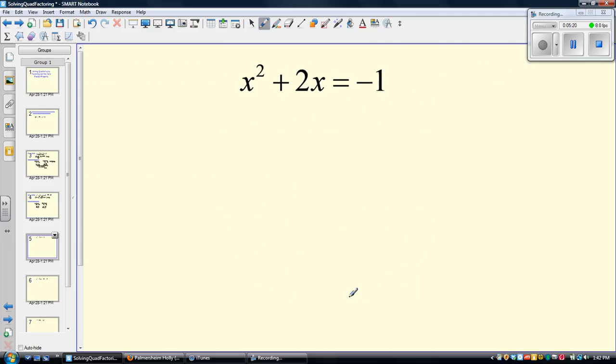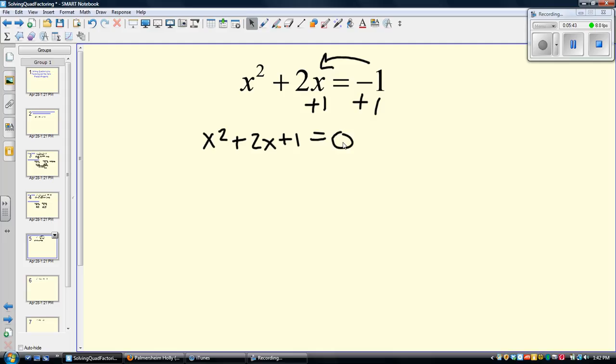So this one's a little bit different. On this one, the first thing that we have to do is get it equal to 0. We have to get that negative 1 over onto this side. So to do that, we add 1 to both sides, because if we do it to one side, we have to do it to the other side. So we've got x squared plus 2x plus 1 now equals 0.